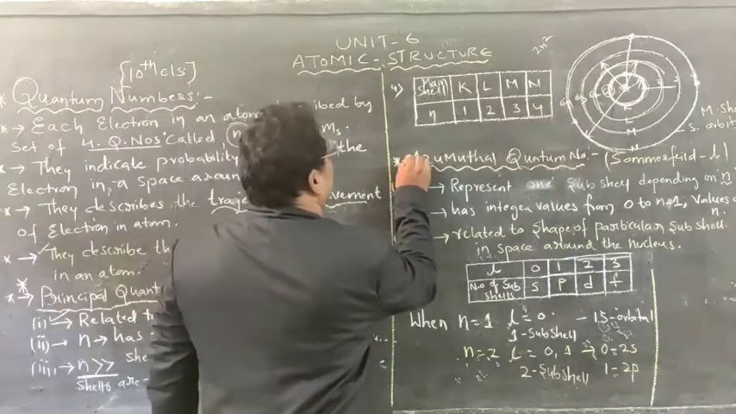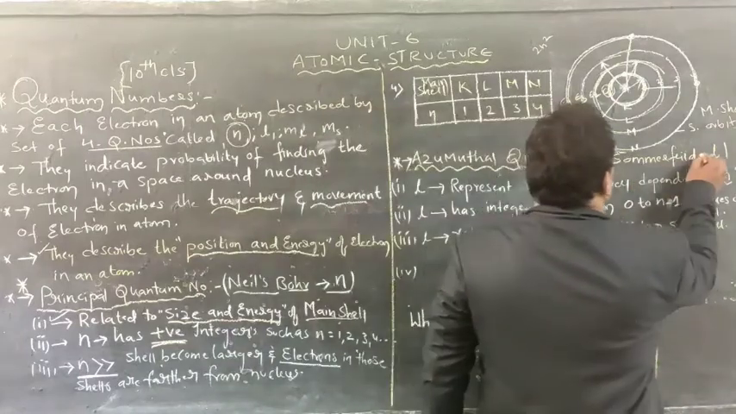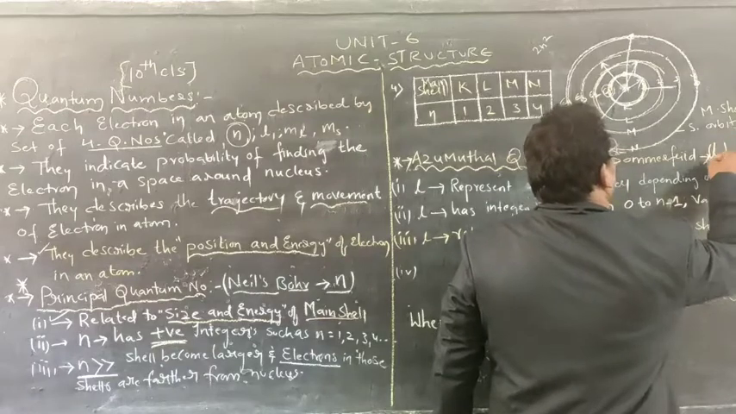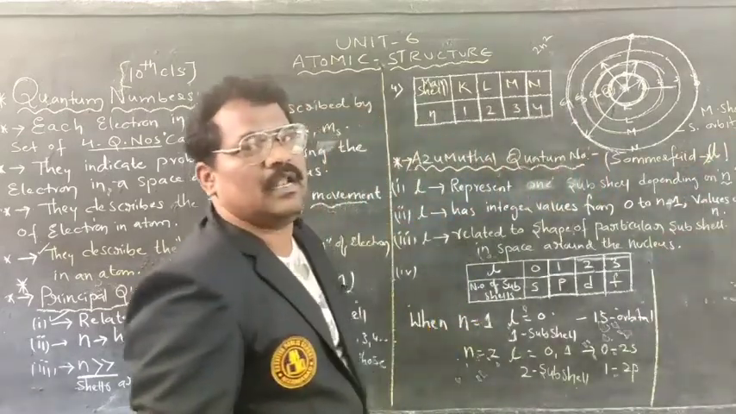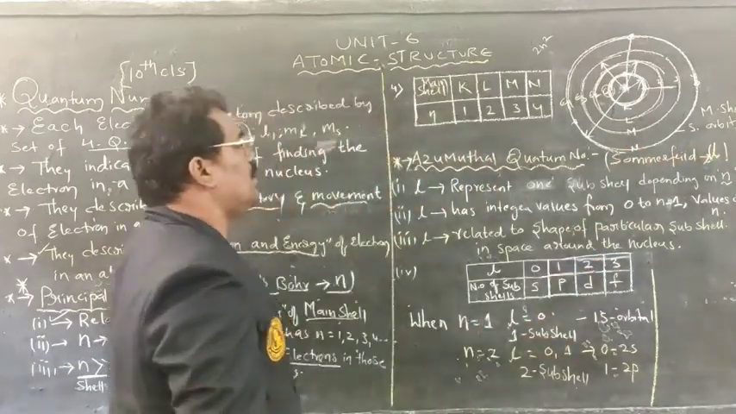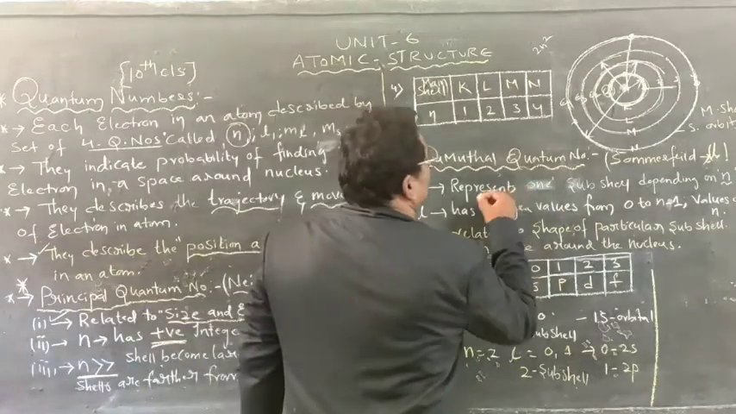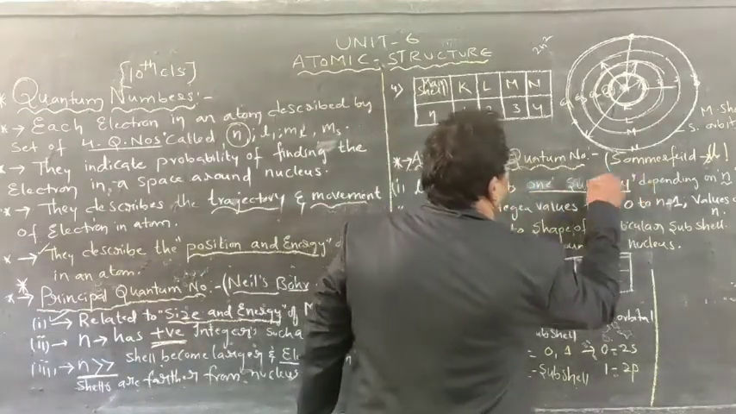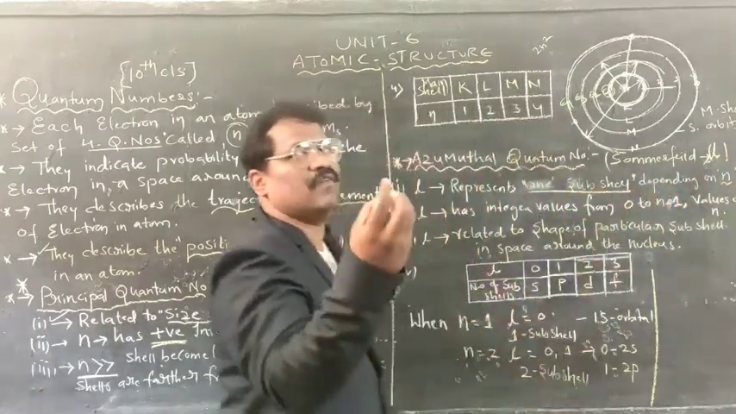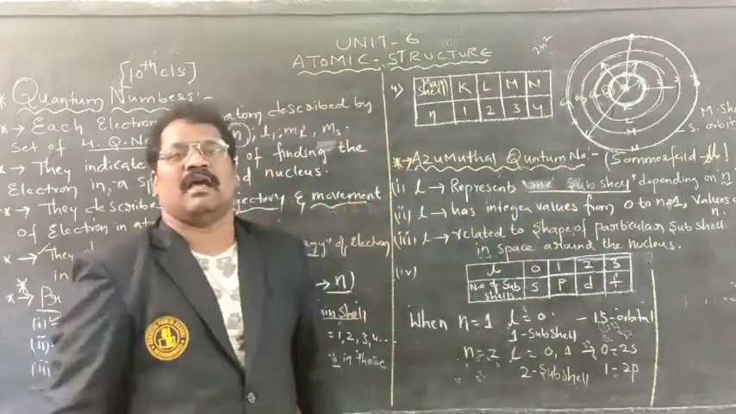Coming to the azimuthal quantum number. This azimuthal quantum number was designated by Sommerfeld, and it is designated by the small letter l. What does this l represent? l represents one subshell, depending upon the value of n. Already we have discussed this clearly in the Sommerfeld atomic model.